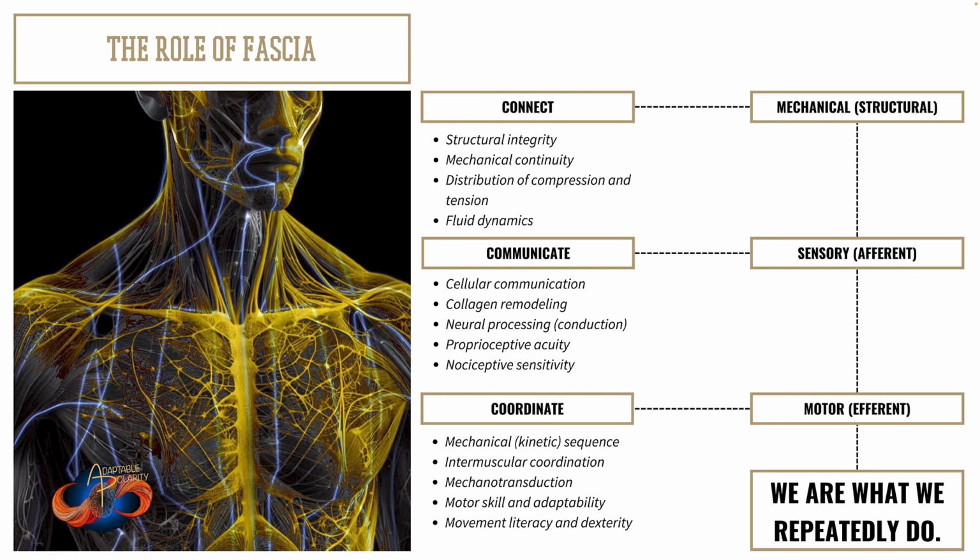But to start out simple here, this has become my groundwork or my foundational schematic for how fascia functions within the human body. And I organize this as the 3 C's of fascial function. So here we have connect, communicate, and coordinate. The connect piece is going to speak to the mechanical or the structural aptitude of fascial tissue.